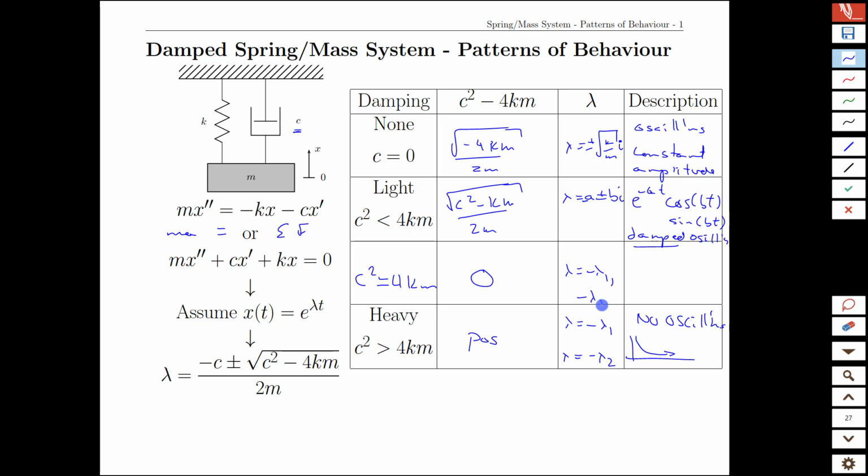In practice, this is not very exciting because it never happens in practice. This is a mathematical transition point curiosity, but it does mark the transition between two regimes, so it does have a nice name that we conceptually think about as critical damping.